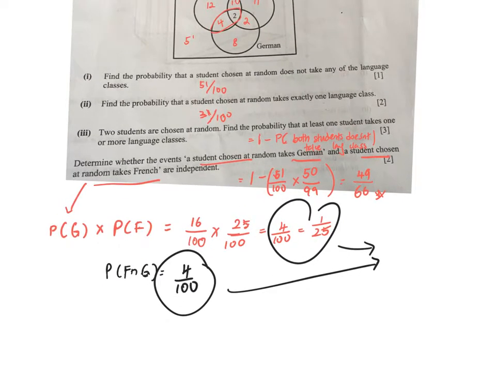Okay, so indeed, since the probability of F intersect G is equal to the probability of F multiplied by the probability of G, we can conclude that F and G are independent.